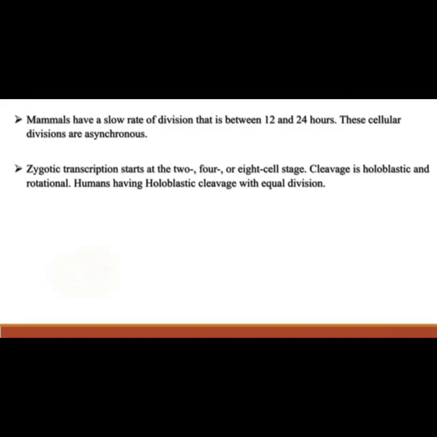Mammals have a slow rate of division, between 12 and 24 hours. These cellular divisions are asynchronous. Zygotic transcription starts at the 2, 4 or 8 cell stage. Cleavage is holoblastic and rotational. Humans have holoblastic cleavage with equal division.